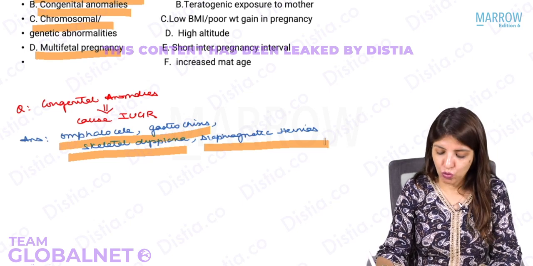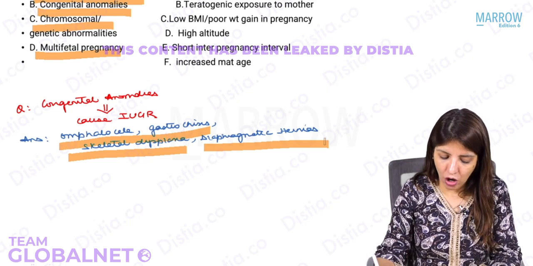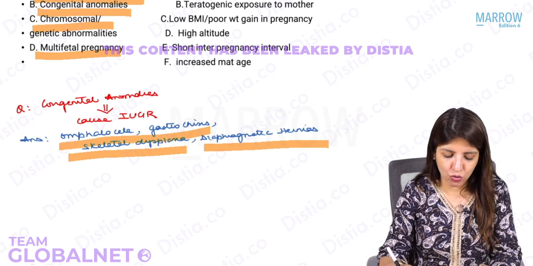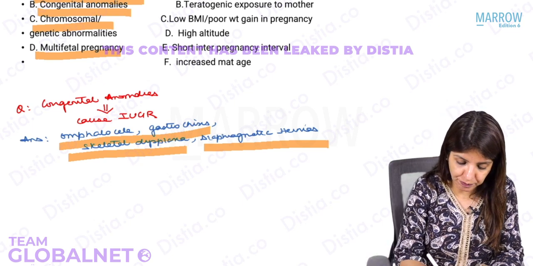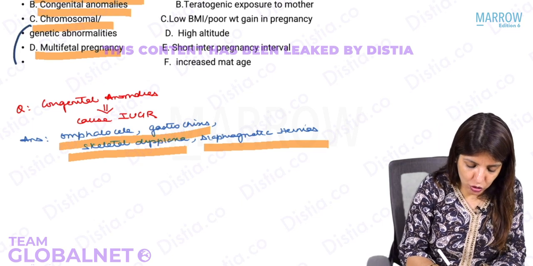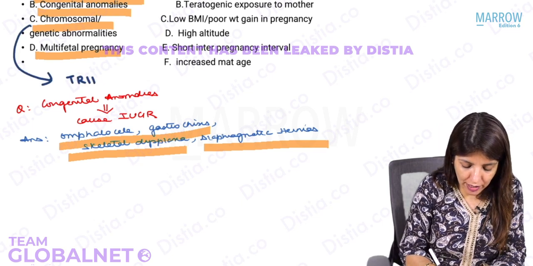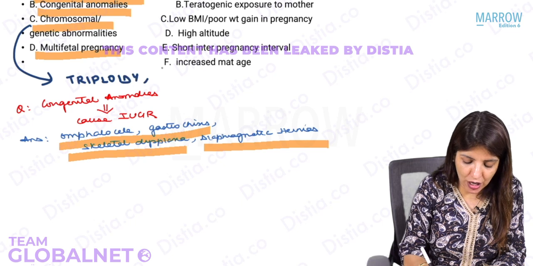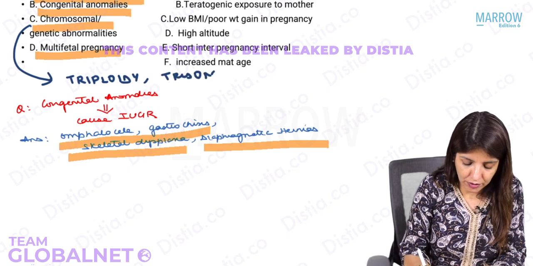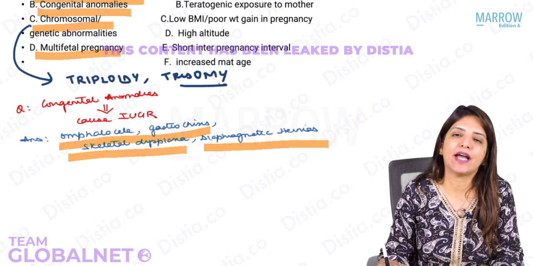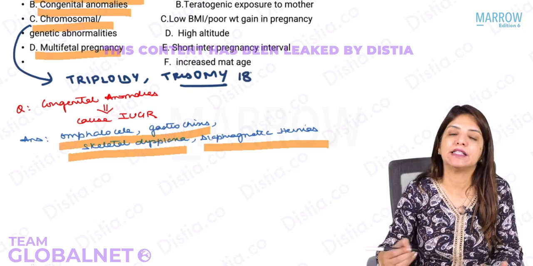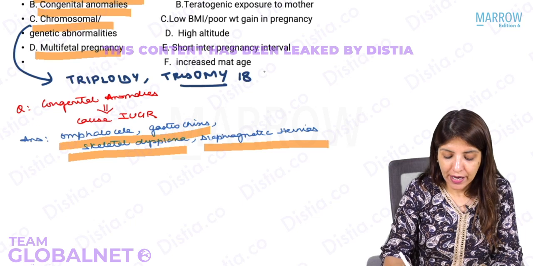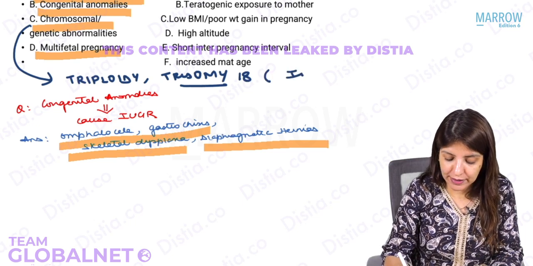Similarly, if I ask you what are the common chromosomal anomalies which can lead to IUGR, please write down: triploidy and trisomy 18 specifically. These are the ones which lead to IUGR. In trisomy 18, you have to remember that there is IUGR plus polyhydramnios.